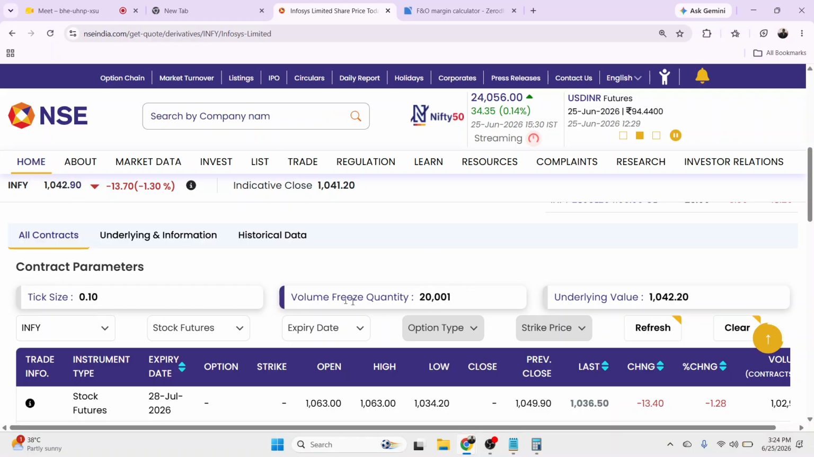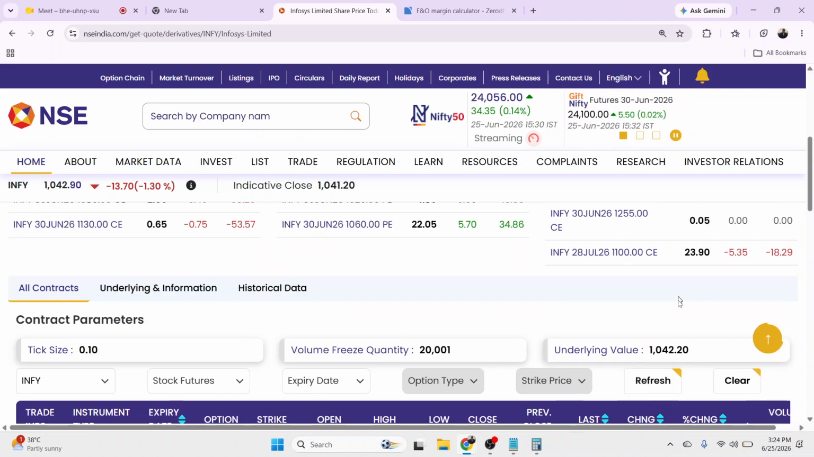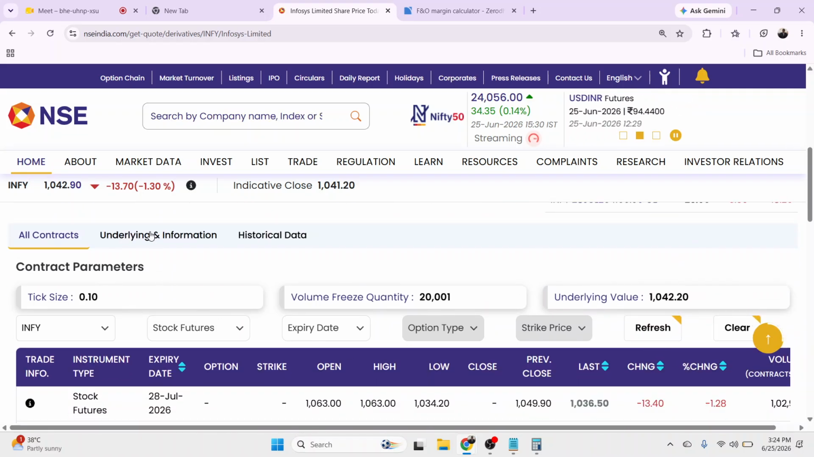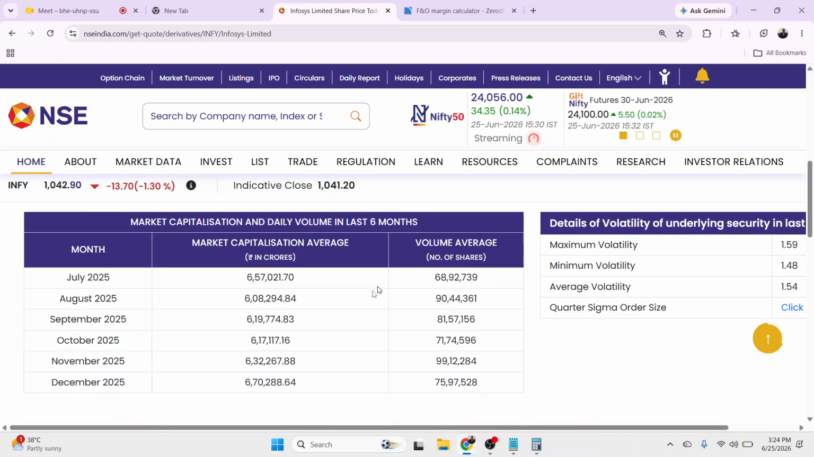Okay. This is the volume freeze quantity. And this is the underlying. Underlying means the cash market ka price kya hai right now. Okay. Now in the second tab, this is the underlying information. So we can see on the monthly basis the market capitalization and daily volume in the last 6 months. Now you can see the price. This is the month data: July, August, September, October, November, and December. And you can see the market cap of Infosys.